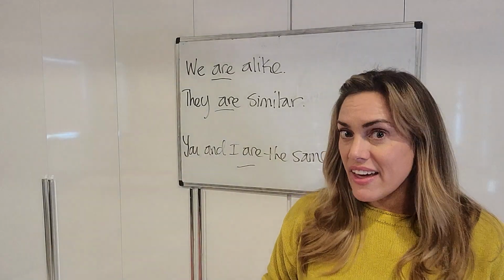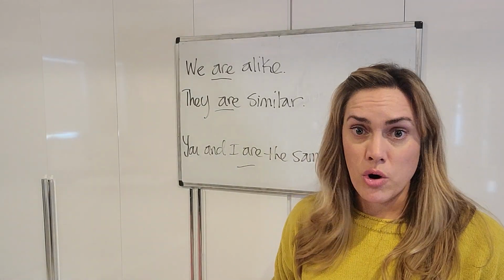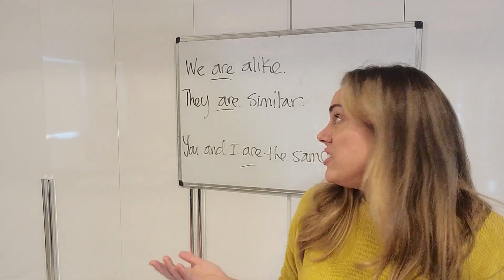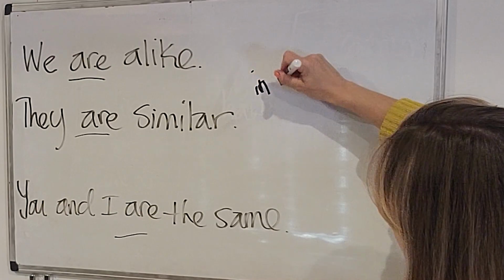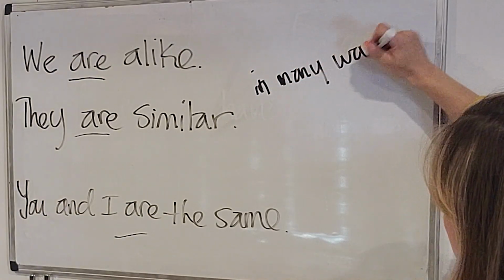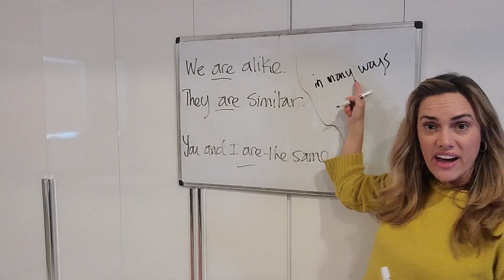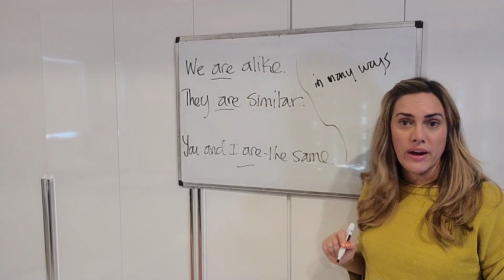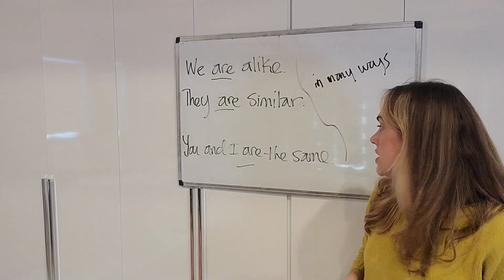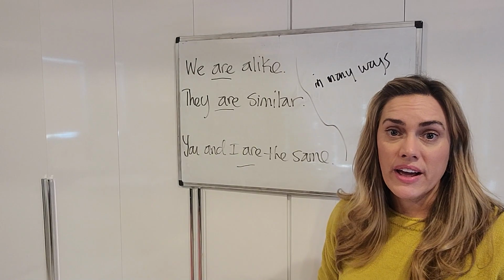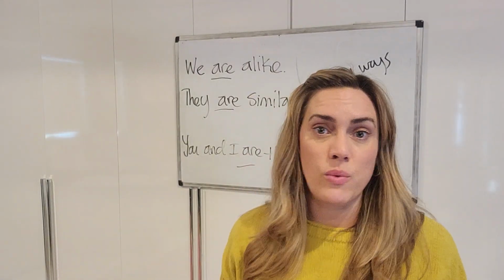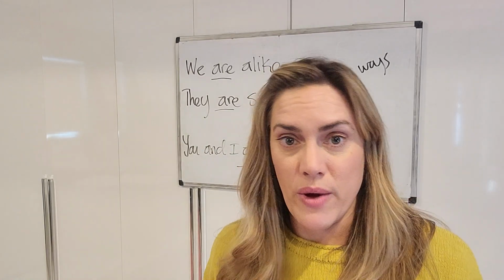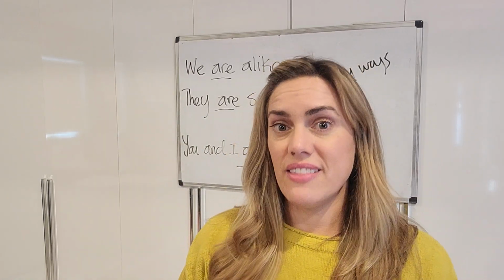So if you can get that down, then you can start building more complex sentences, and you can add things like, we are alike in many ways. And you can add that to all of these. We're alike in many ways. We're similar in many ways. You and I are the same in many ways, in every way. We're the same in every way. We are similar in every way. You can add expressions like that too.